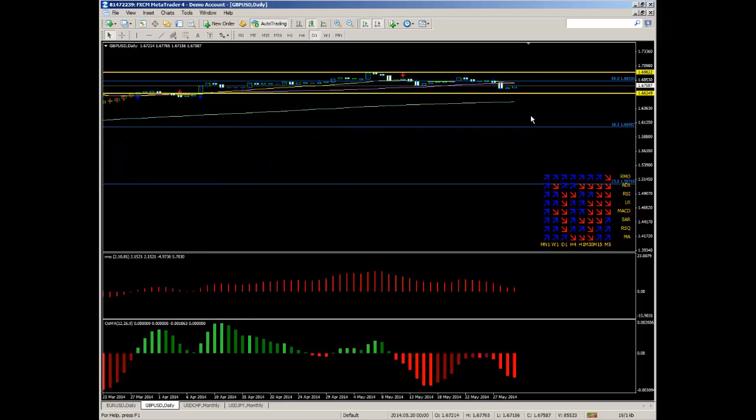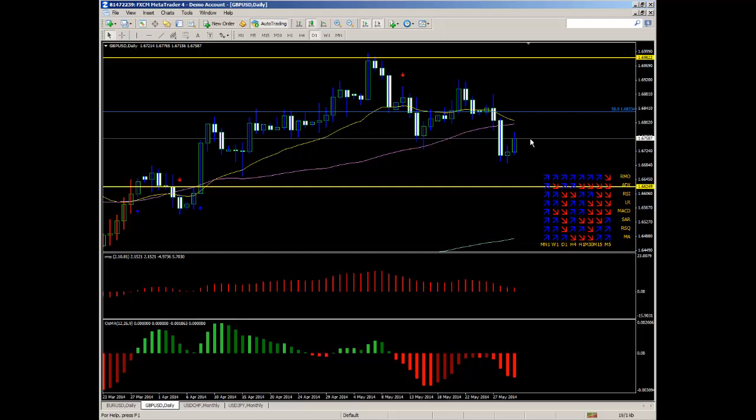Go down to the daily, and you'll see that the range becomes quite tight. We've had a lot of bearishness. We've seen a lot of swing lows. In fact, we haven't seen any new highs.